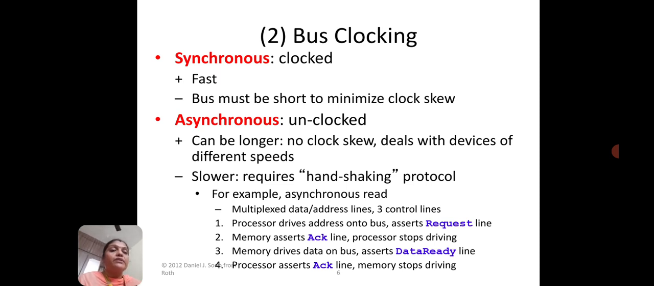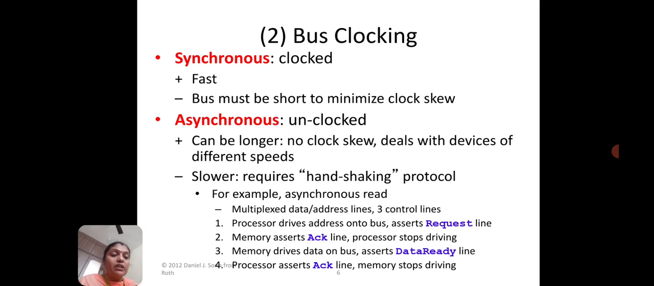Next we will discuss what is bus clocking. For a synchronous bus, a clock signal is used to synchronize the bus operation. This bus clock is generally derived from the master system clock, but it may be slower than the master clock. So overall, the bus clocking is faster in synchronous, but asynchronous is unclocked.